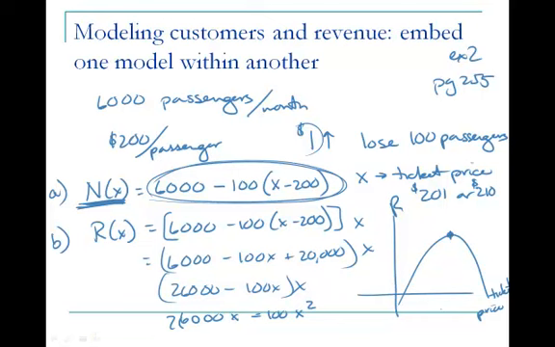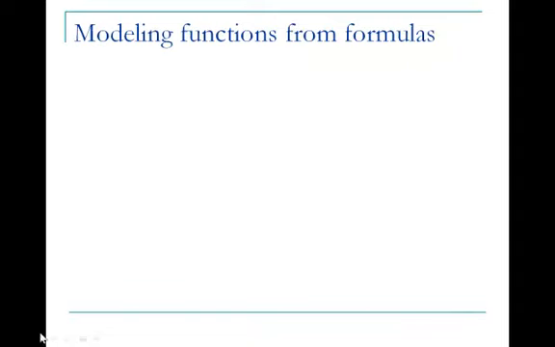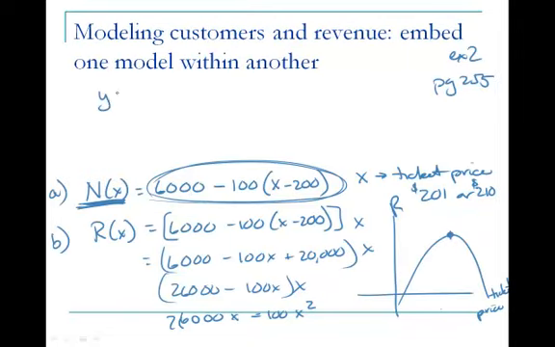Pull out your calculators, and we're going to use this last equation. I want you to put in y equals 26,000x minus 100x squared, and place this into your graphing calculator, and I want you to find the maximum revenue.